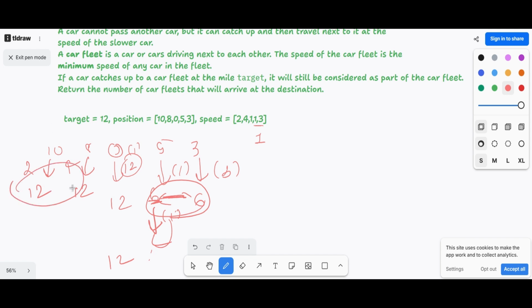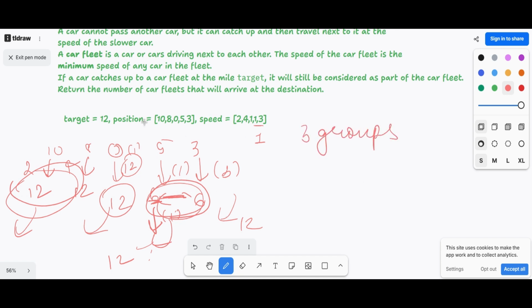These two also will be a group. This will reach separately, this will be reaching in a group, and these two will merge or meet at some point, and then they will travel at the same speed of 1, which is lowest, and then also they will reach 12 at a certain point. So there are a total of three groups which will be reaching the 12 point. So there are a total of three car fleets.